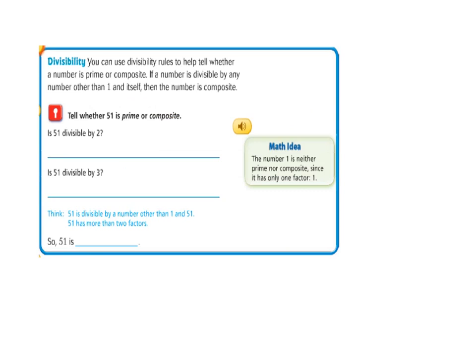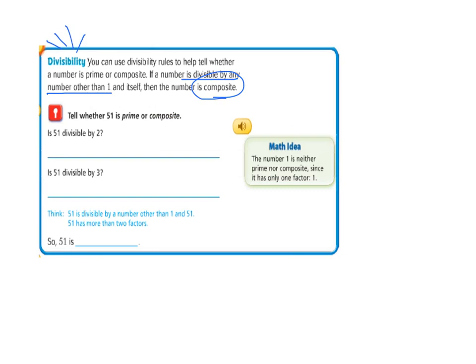I want you to be thinking about what you've learned about divisibility. You learned a bunch of divisibility rules yesterday, and we're going to put them to use today. If a number is divisible by any number other than 1 and itself, shazam, it's composite. Once I've proved that a number is composite, that means it can't be prime. It's kind of like one or the other, like odd or even.